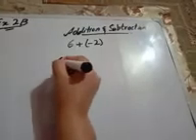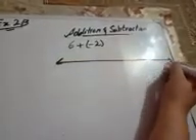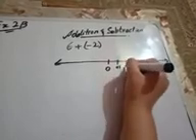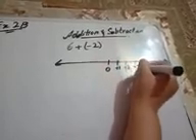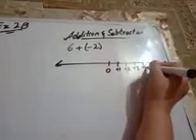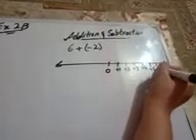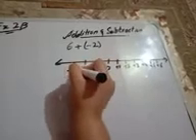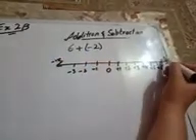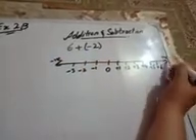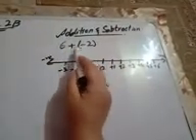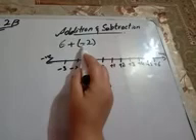For this purpose, let's draw a number line. Again, on the right side are positive integers, and on the left side, negative integers. As we have to add the positive 6 and a negative 2.